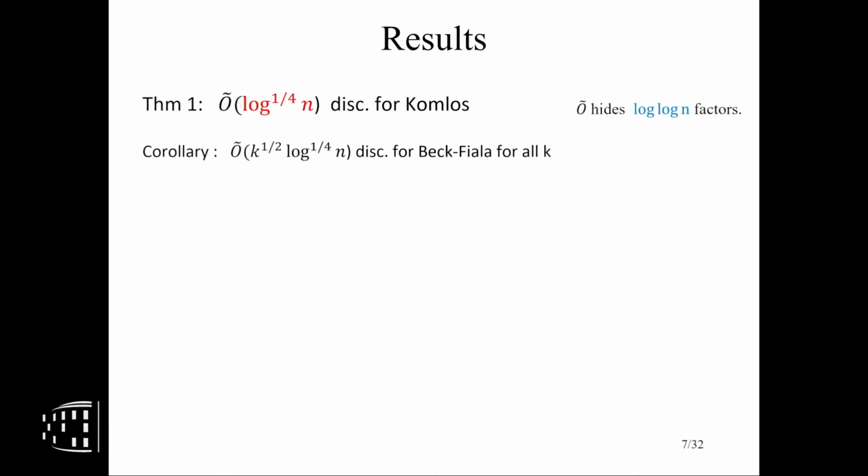Okay, so what do we show? In this recent work with Houthi and Jiang, we managed to improve the Komlós bound to the 4th root of log n, possibly hiding some log factors. So this is O tilde, but going below the root log n. And this immediately implies this bound for Beck-Fiala.